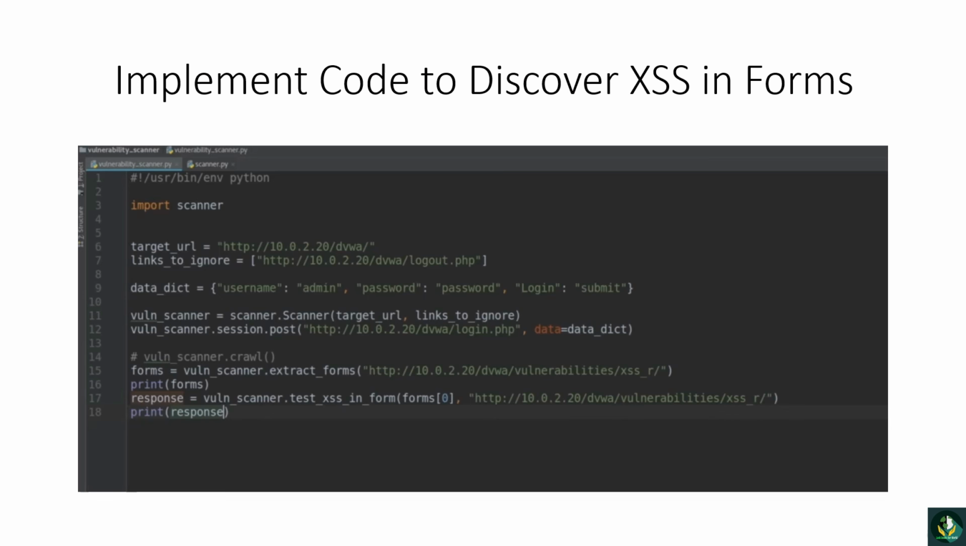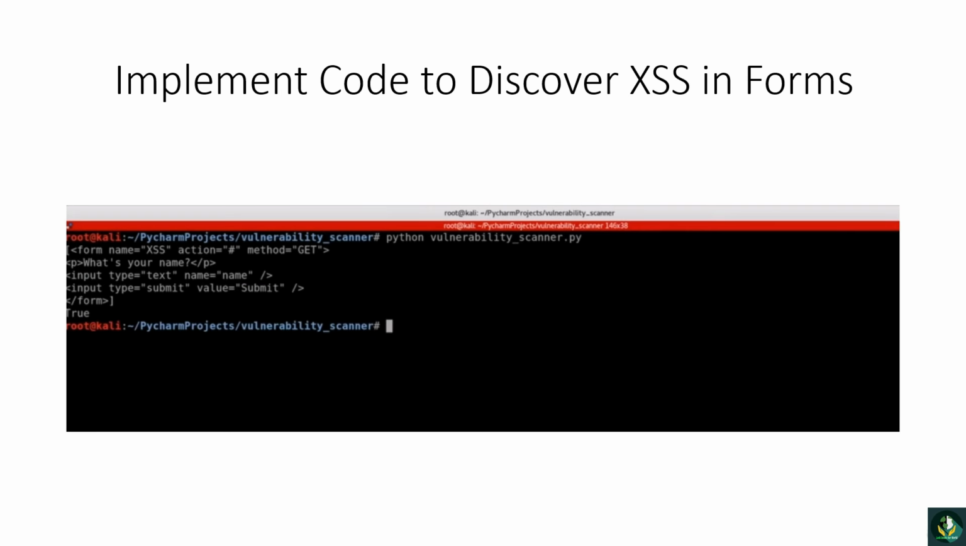So I'm going to print this response. After printing this, if you run the code, as you can see, it gives us true, which means that it was able to first of all send the test script, and it was able to analyze the result, and it was able to determine that this particular form is vulnerable to XSS vulnerabilities.